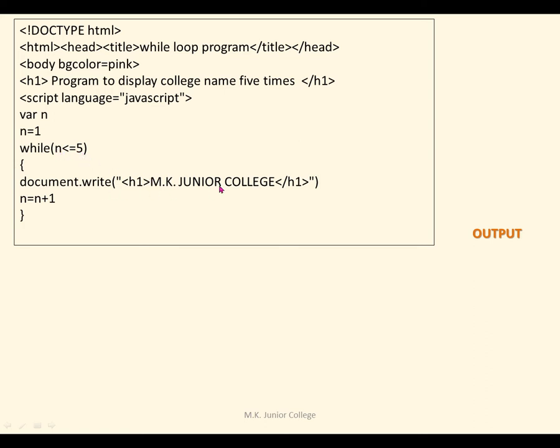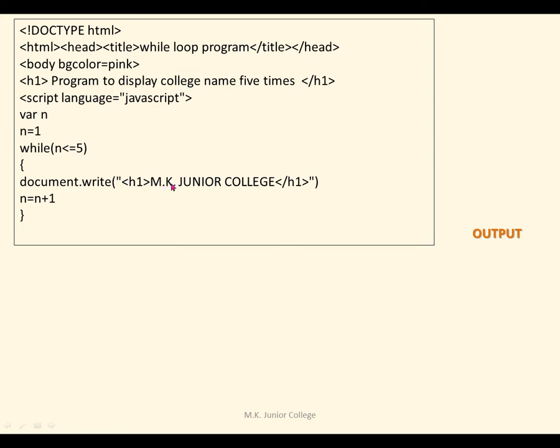So again it will print the college name, then again you are increasing the counter as 3 plus 1, that is 4. So 4 is less than 5, so yes, again it prints your college name the 4th time. Then again you are increasing the counter as 4 plus 1, that is 5. Now it will check, 5 is less than or equal to 5, so again the answer is yes.